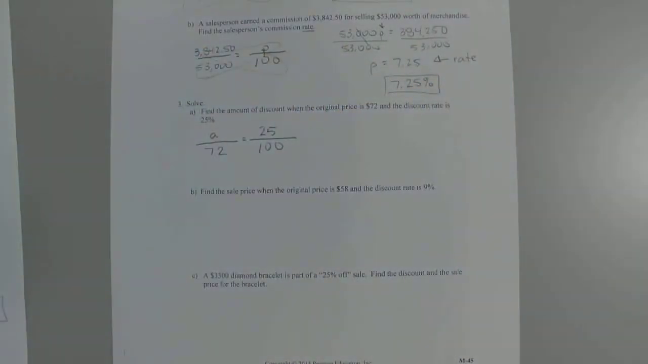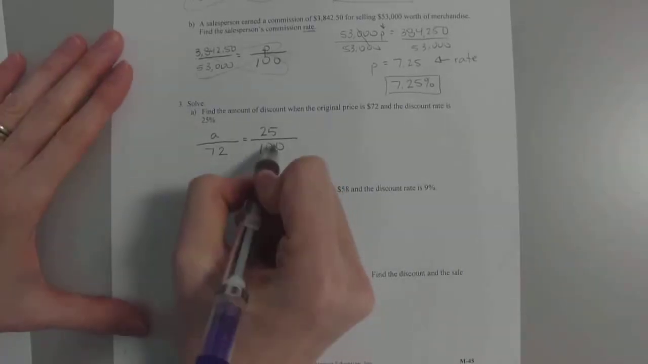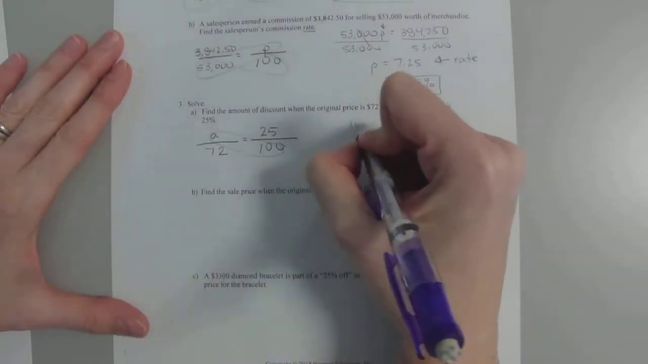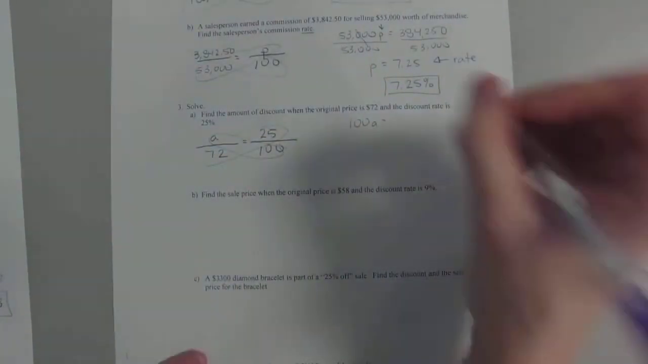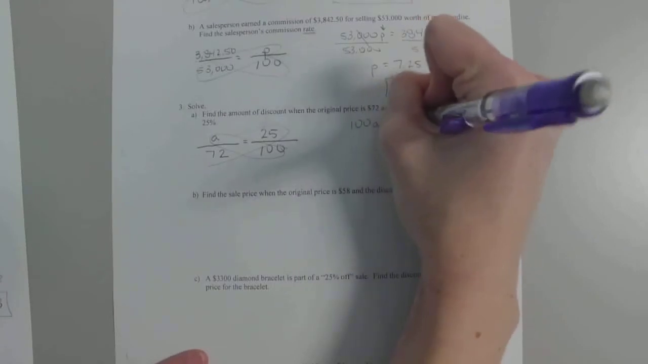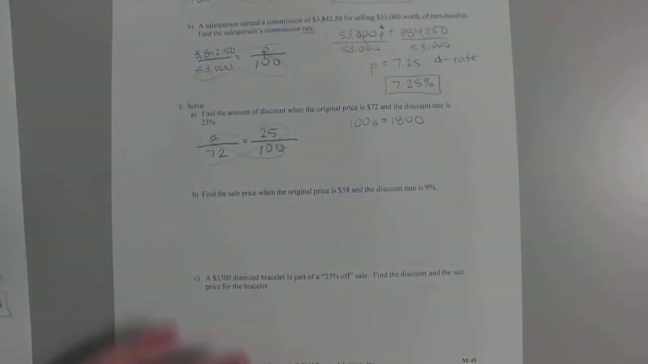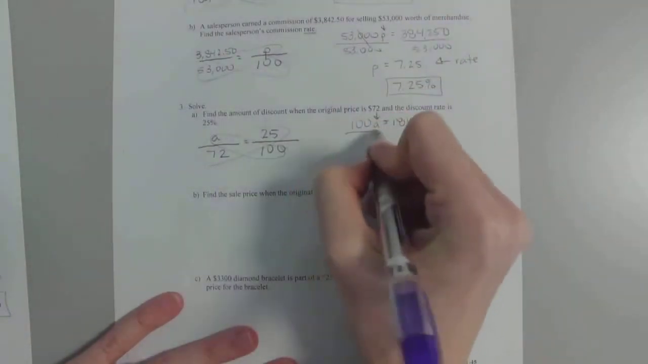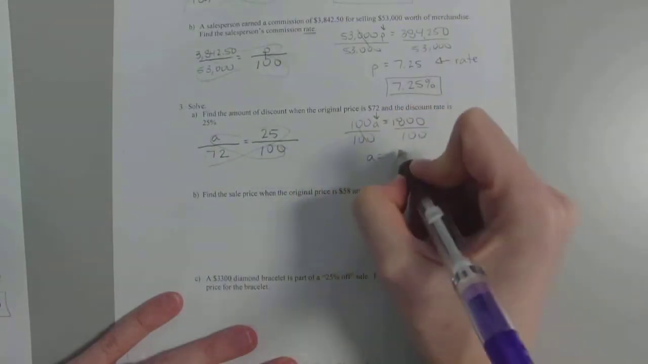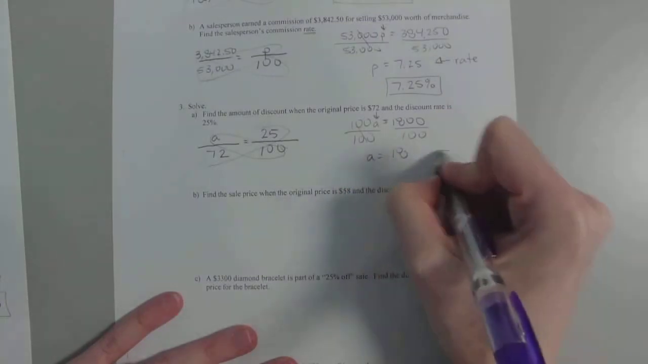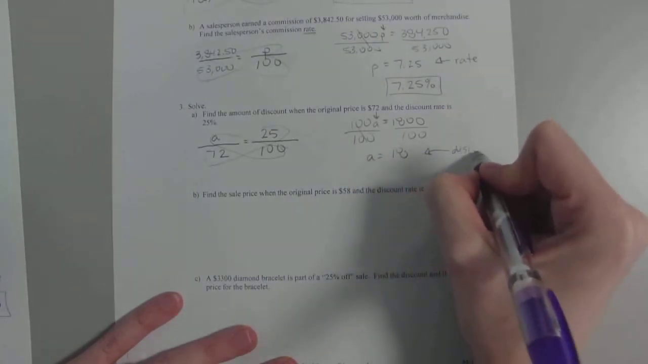The original price will always go on the bottom, guys. The discount rate's 25%. Where's that going to go? Over the 100. So what don't we know? The actual discount, all right? So the discount is like the tax, it's like the commission, it goes on top. Go ahead and cross multiply, so we'll have 100A equals whatever 25 times 72 is, which is 1,800. And then we just need to divide by 100 to get that A by itself, right?